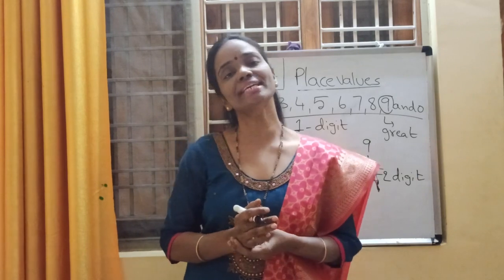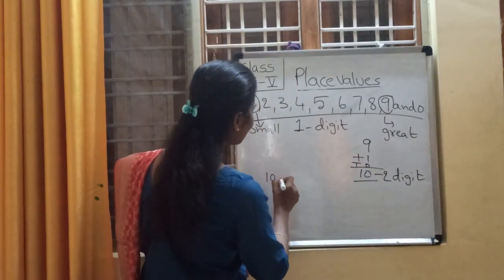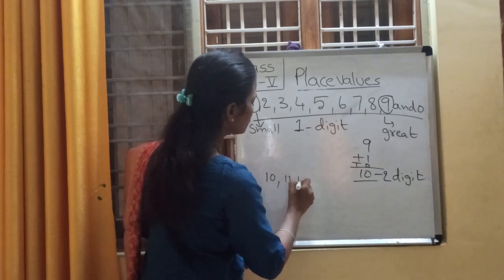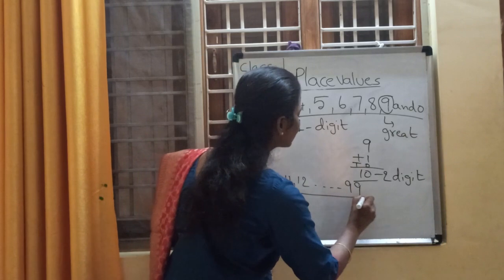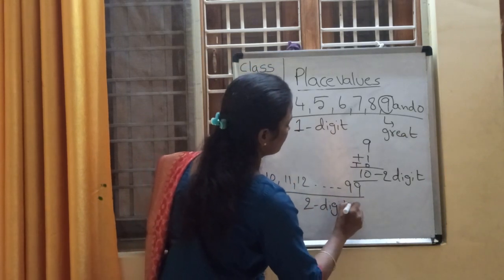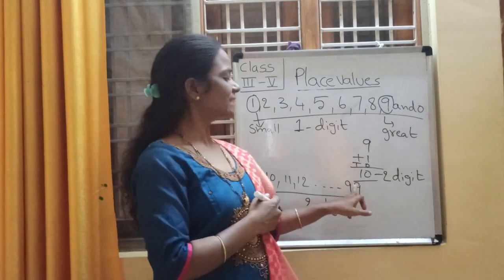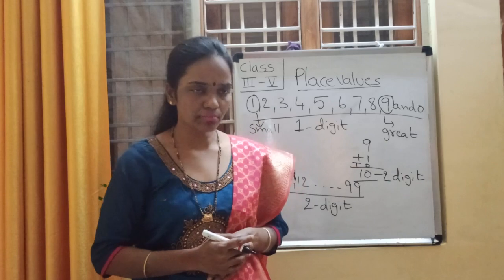how many two digit numbers are there? Yes, from 10 till 99. 10, 11, 12 and so on till 99. All these are two digit numbers.